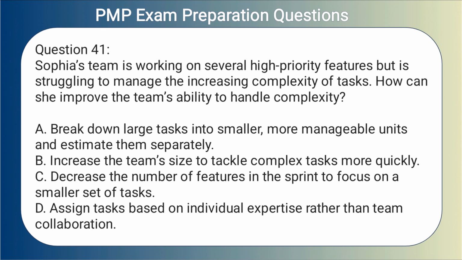Question 41. Sophia's team is working on several high-priority features but is struggling to manage the increasing complexity of tasks. How can she improve the team's ability to handle complexity? A. Break down large tasks into smaller, more manageable units and estimate them separately. B. Increase the team's size to tackle complex tasks more quickly. C. Decrease the number of features in the sprint to focus on a smaller set of tasks. D. Assign tasks based on individual expertise rather than team collaboration.